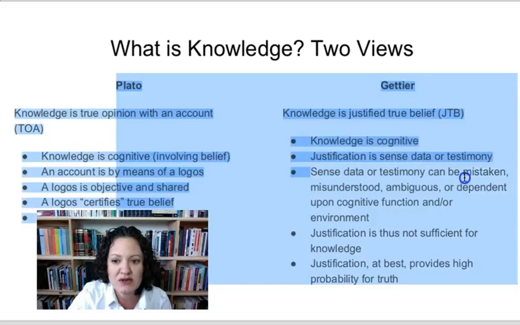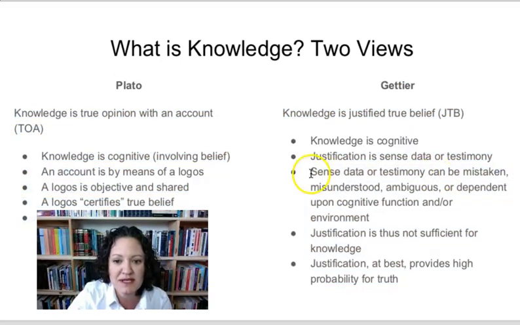Sense data or testimony can be mistaken. This is me saying this now. It can be mistaken, misunderstood, ambiguous, or dependent upon our cognitive function or our environment. Justification is thus not sufficient for knowledge. Justification at best provides high probability for truth.